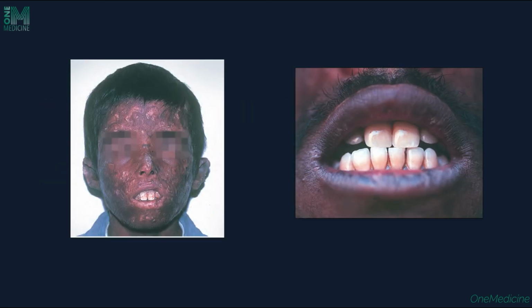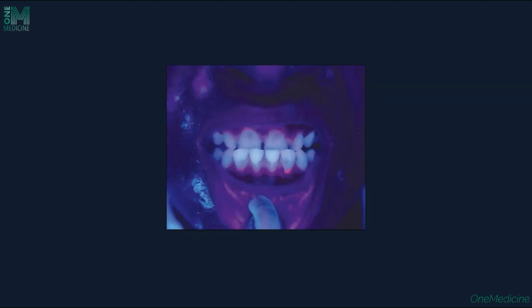Here we see the picture of a boy with congenital erythropoietic porphyria with crusted ulcers and hyperpigmented scars on the face. Here we can see the erythrodontia. This is the Wood's lamp examination showing pink fluorescence of the teeth.